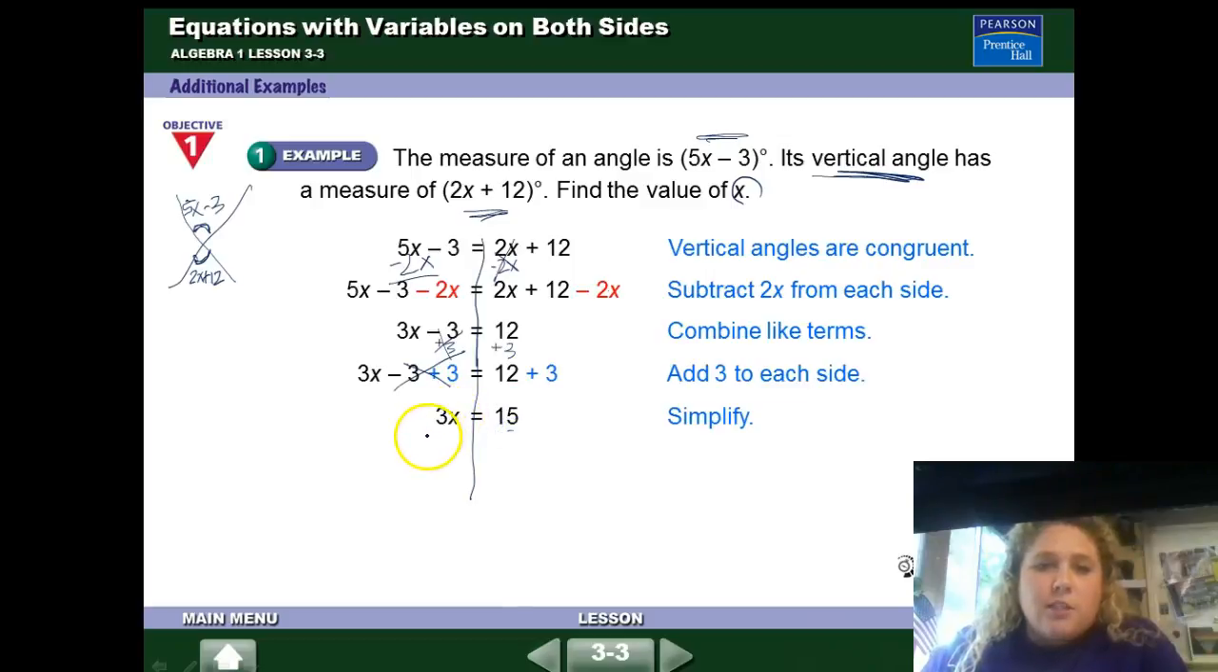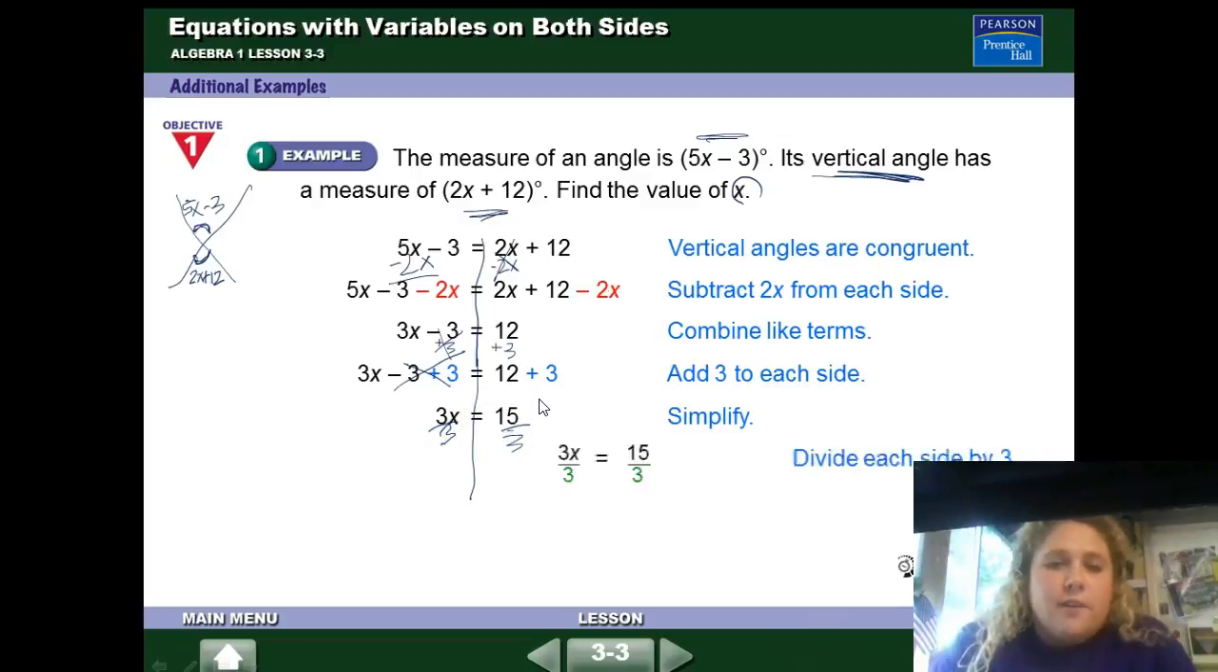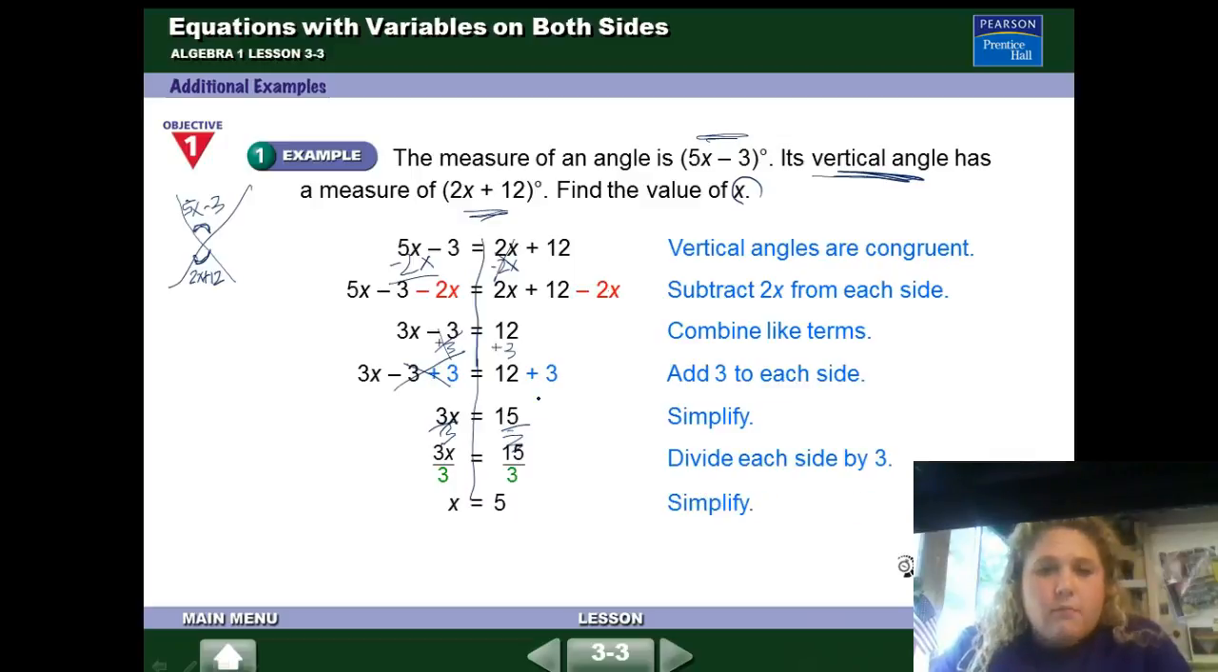Now this is multiplication in between, so instead of multiplying, what's the opposite? We're going to divide. Whatever you do to one side, you have to do to the other. 15 divided by 3 is going to give you what x equals, and x equals 5 here.